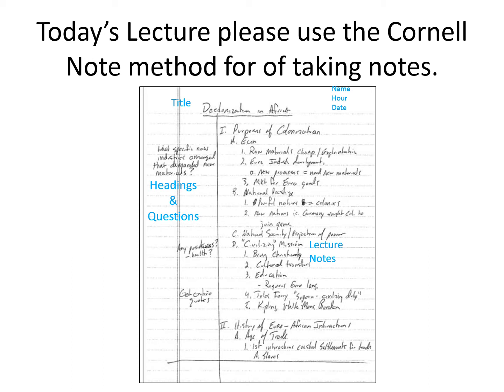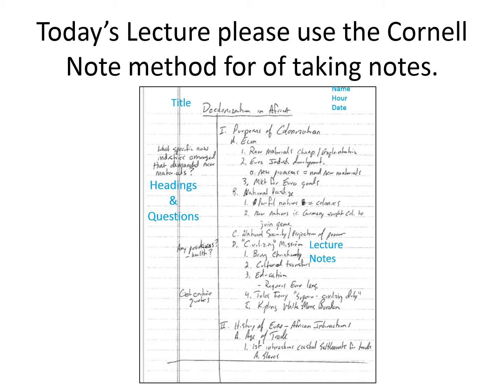Today you'll be listening and viewing a PowerPoint lecture. With this lecture today, I would like you to take Cornell notes and use the Cornell note-taking method. You'll need to get out your composition notebook. You'll see on this slide that I've given you all the pieces to what goes into taking Cornell notes.